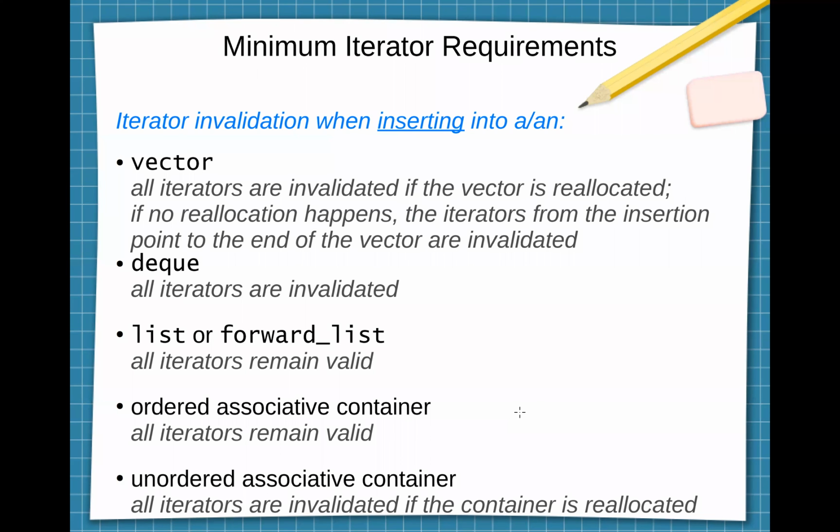For the deque, when we insert an element into it, all iterators are invalidated. For the list, we discussed it, but we didn't do the forward list. We only did the list example. All iterators will be valid. For the ordered associative containers, all iterators will remain valid. However, for the unordered associative containers, all iterators will be invalidated if we have to reallocate the container. And by reallocate, I mean we ran out of space, so we have to do resizing. When the resizing happens, it's the same as for the vector: all those iterators will become invalidated.